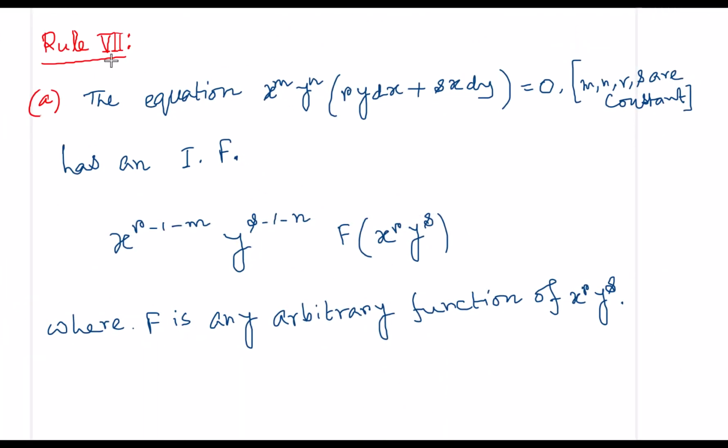In rule 7a, you see when the equation is of the form like this, when m, n, r, s are constant, then it has the integrating factor x to the power r minus 1 minus m into y to the power s minus 1 minus m into f of x to the power r y to the power s, where f is any arbitrary function of x to the power r y to the power s.